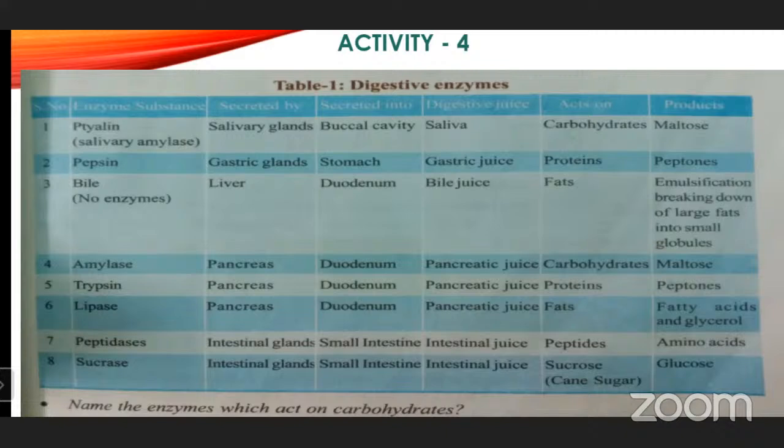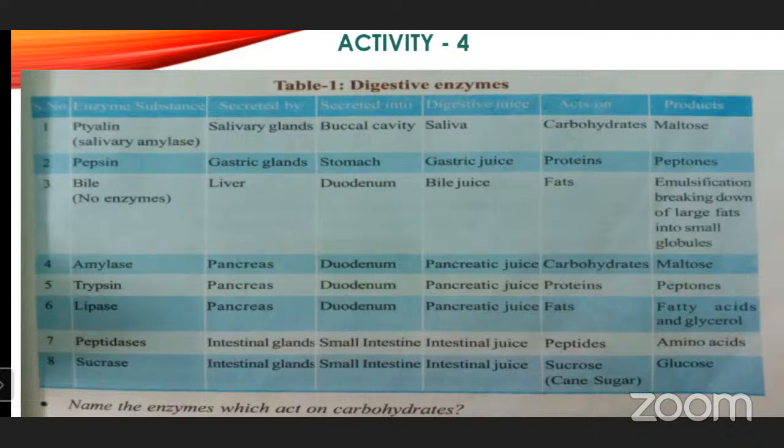So ptyalin is salivary amylase, secreted by the salivary glands in the buccal cavity, secreted into the digestive juice, saliva. Saliva acts on carbohydrates. Different nutrients are there, dear students: carbohydrates, proteins, fats, we already learned in previous classes. The carbohydrate product is maltose.